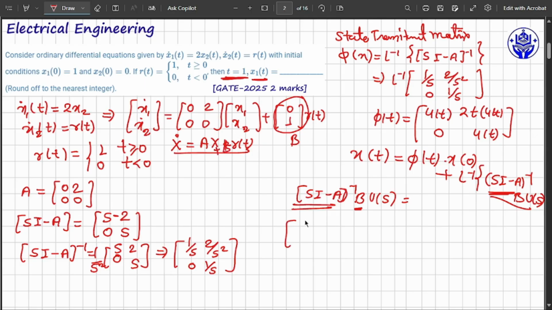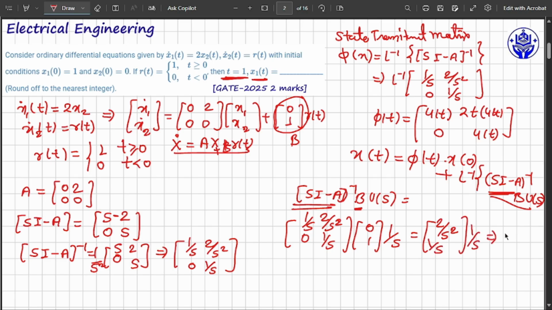So this is nothing but 1 upon s, 2 upon s square, 0, 1 upon s. So it is 0 and 1, and it is u of s. u of s is nothing but 1 by s. If we multiply this, then we'll get 2 upon s square. Of course, this will be 0, then 2 upon s square, and this will be 1 by s. And it will be 2 upon s cube, and it will be 1 upon s square.